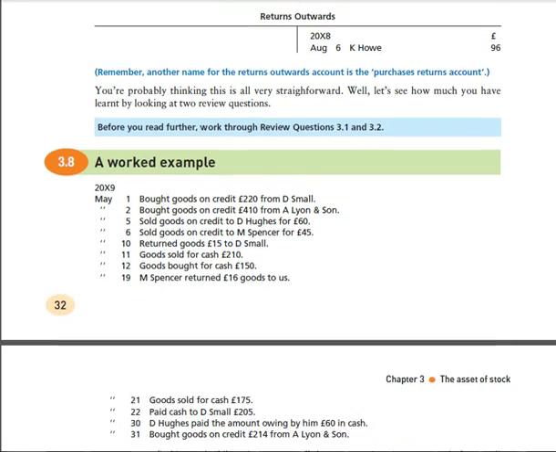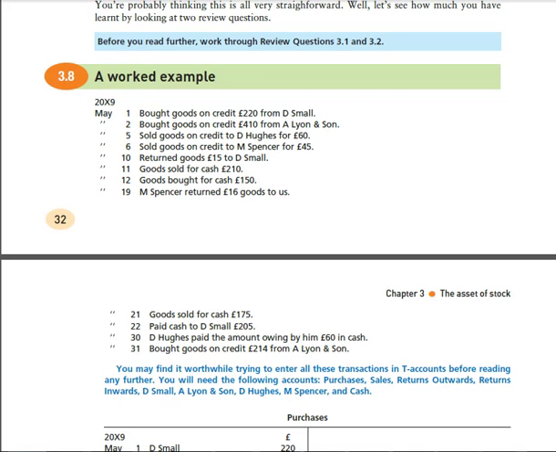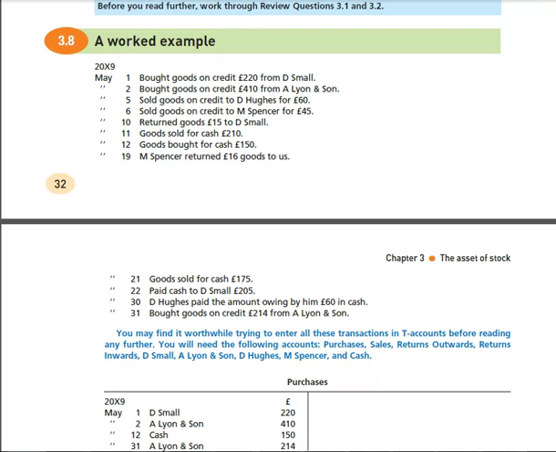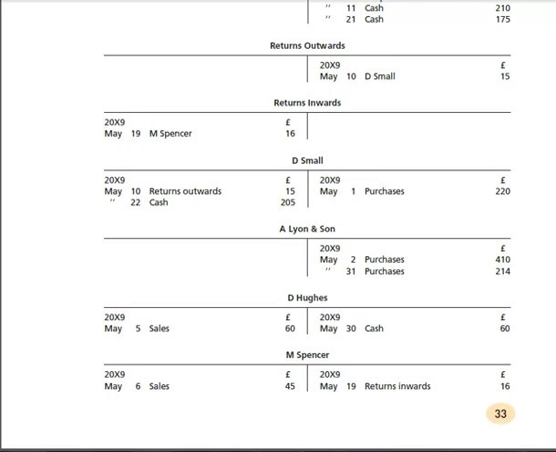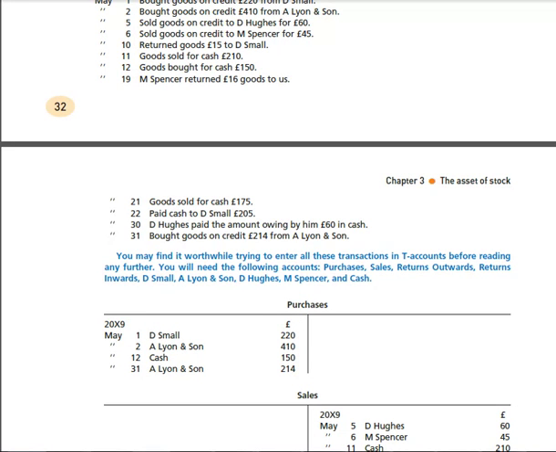Now goods bought for cash, again it's a purchases entry which involves cash, so purchases would be debited by 150 and cash would be credited by 150. Moving on to the next entry.